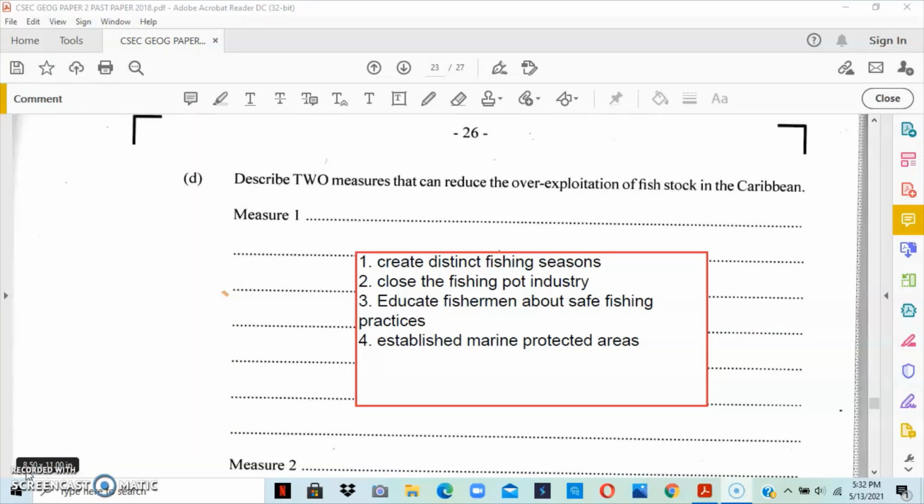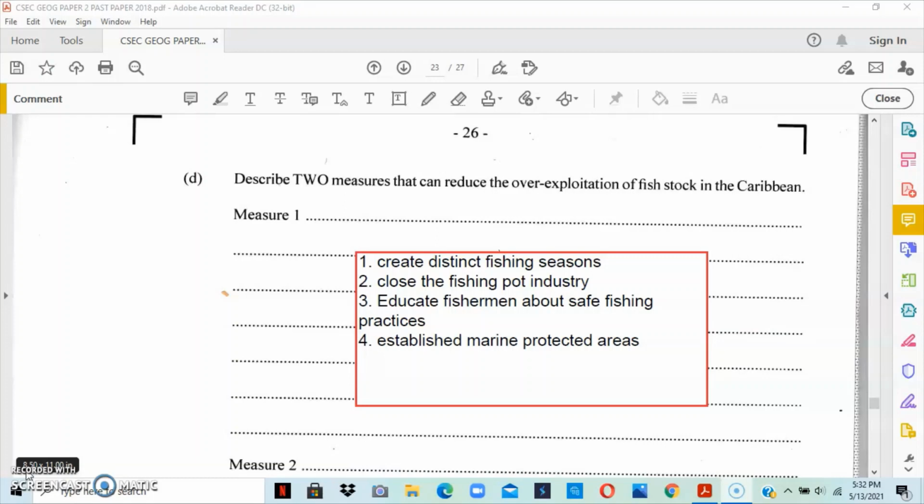So countries could ban the wire caging or fish pot industry, and move on to educating the fishermen about safe fishing practices and safer ways to catch fish. Also put a ban on dynamite fishing. All of those dangerous fishing activities will have to be banned, and then you educate the fishermen about the safe practices that they can use.